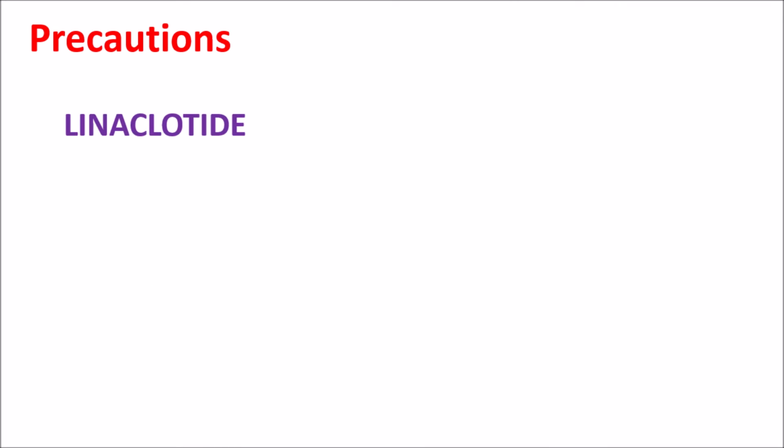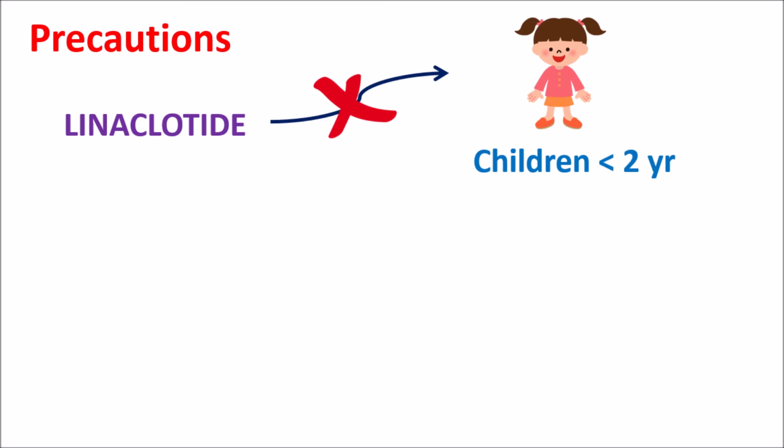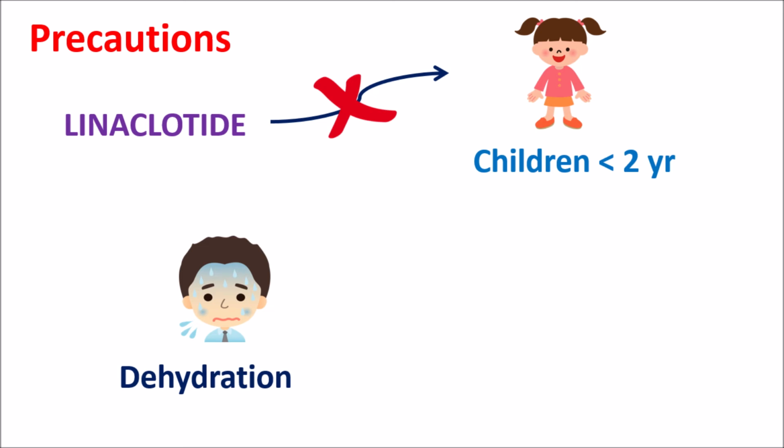Another important precaution is that linaclotide is not suitable in pediatrics, particularly in children with age less than 2 years. Because in children it can produce severe dehydration, which is highly fatal. That's why linaclotide should not be given in children less than 2 years. This medication can be used for the treatment of functional constipation in children above 6 years at lower doses.